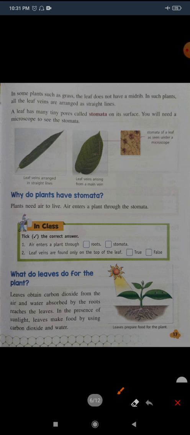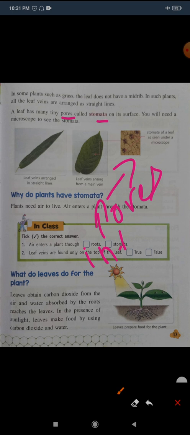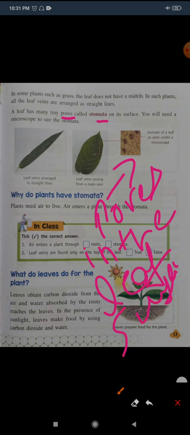Now here is one more thing, stomata. What is stomata? A leaf has many teeny pores. Stomata are pores in the leaf surface. With the help of these, the plant can take carbon dioxide from the atmosphere due to the stomata present in the leaf. So the plant needs air to live, and air enters a plant through the stomata.